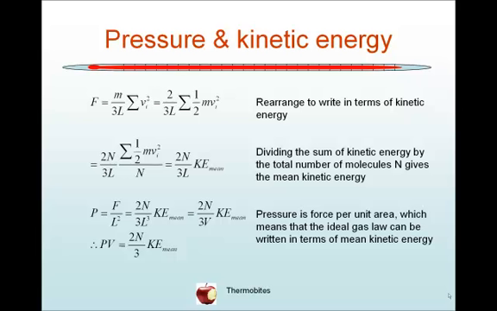And so if you then multiply both sides of the equation by V, you get PV is 2N on 3 by the mean kinetic energy. This should look quite familiar. PV is the left-hand side of the ideal gas equation, or the equation of state.